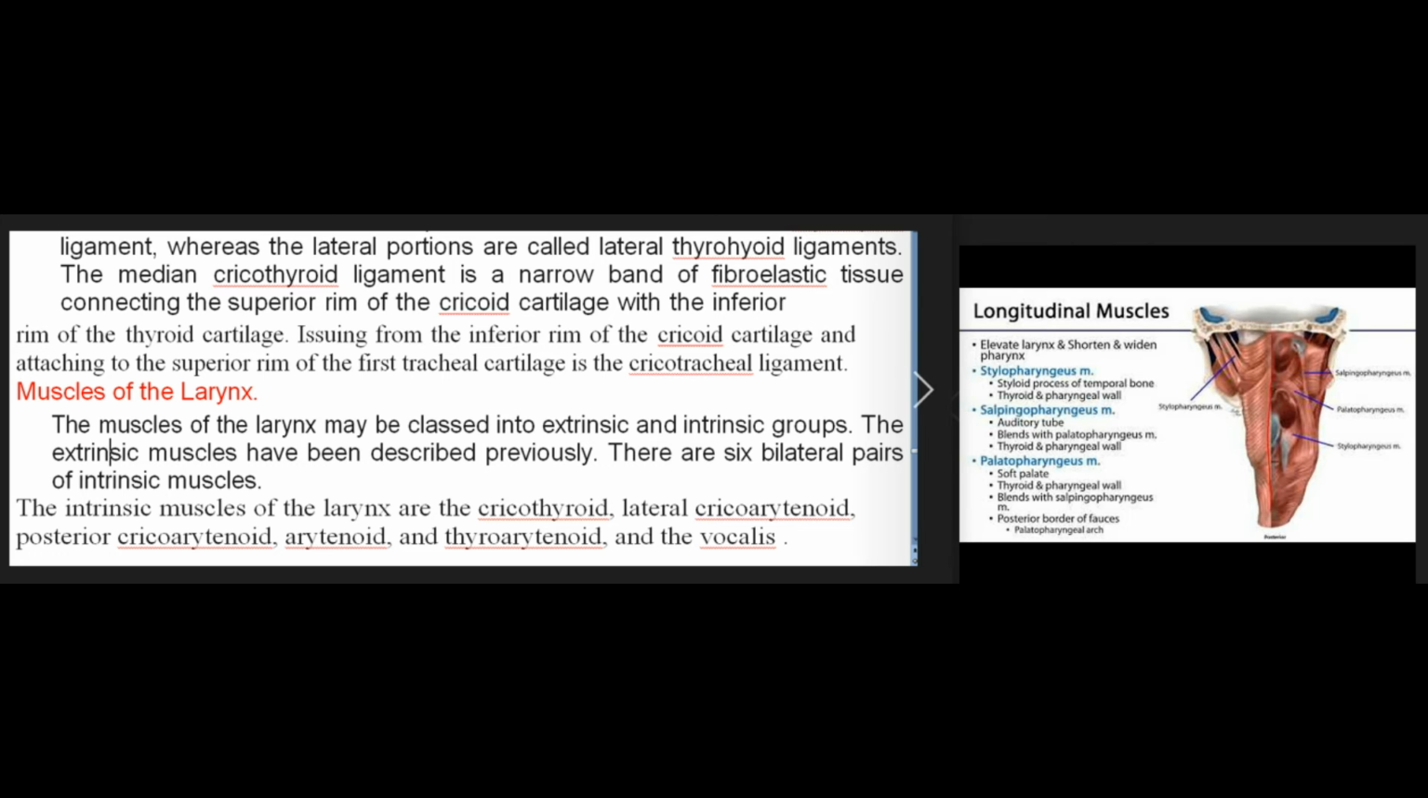Issuing from the inferior rim of the cricoid cartilage and attaching to the superior rim of the first tracheal cartilage is the cricotracheal ligament. Muscles of the larynx. The muscles of the larynx may be classed into extrinsic and intrinsic groups. The extrinsic muscles have been described previously. There are 6 bilateral pairs of intrinsic muscles. The intrinsic muscles of the larynx are the cricothyroid, lateral cricoarytenoid, posterior cricoarytenoid, arytenoid, and thyroarytenoid, and the vocalis.